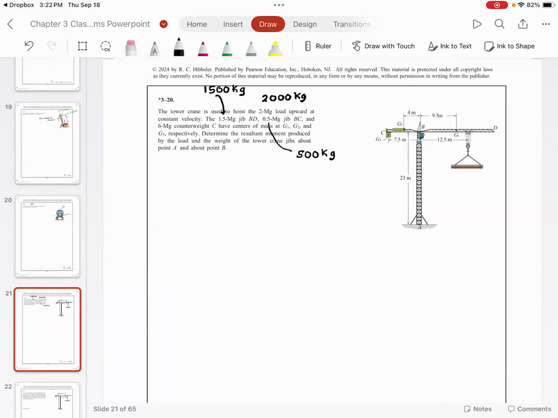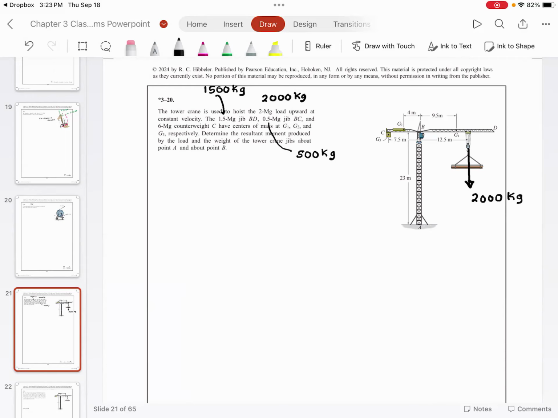And as you know, these forces are acting at different locations. So for example, this load is hoisting. So here the force is 2000 kilograms. Then you have BD, and then you have 1.6 megagram.